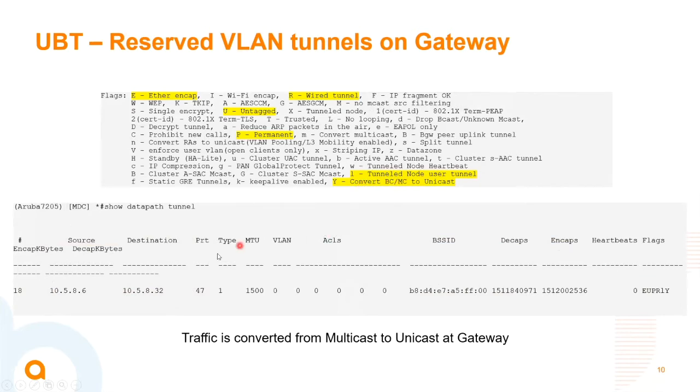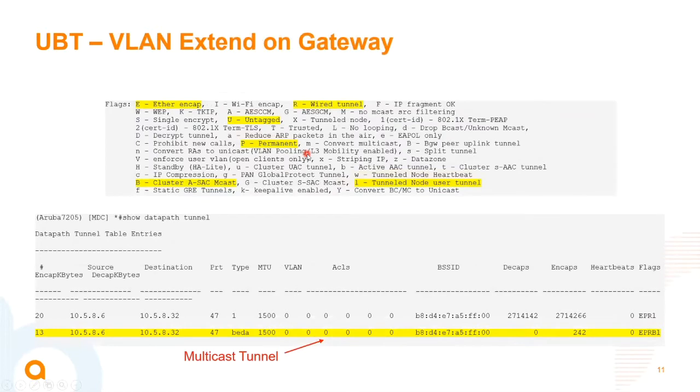What it looks like from the gateway side: if we look at a tunnel on the gateway, we can see that everything is all on one tunnel. And we can see the flags here. The big one here is converting broadcast and multicast to unicast traffic as part of this tunnel. So this is the tunnel on the gateway.